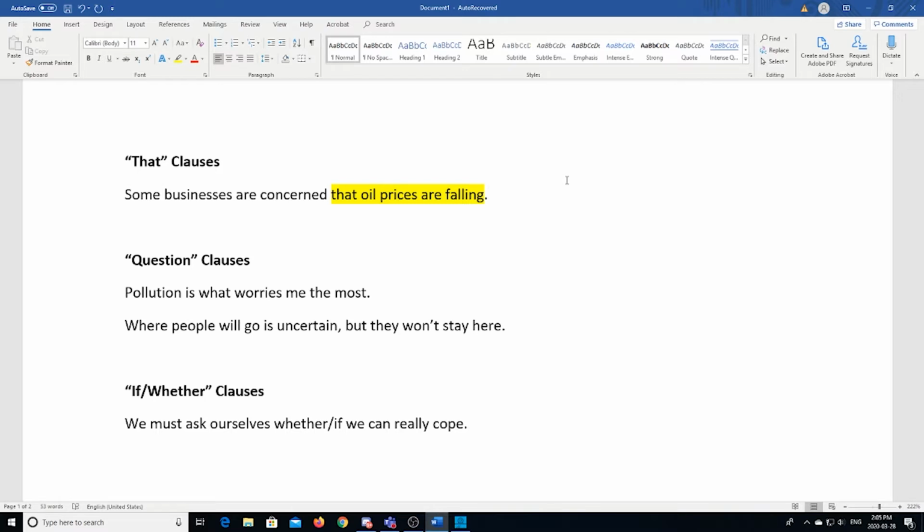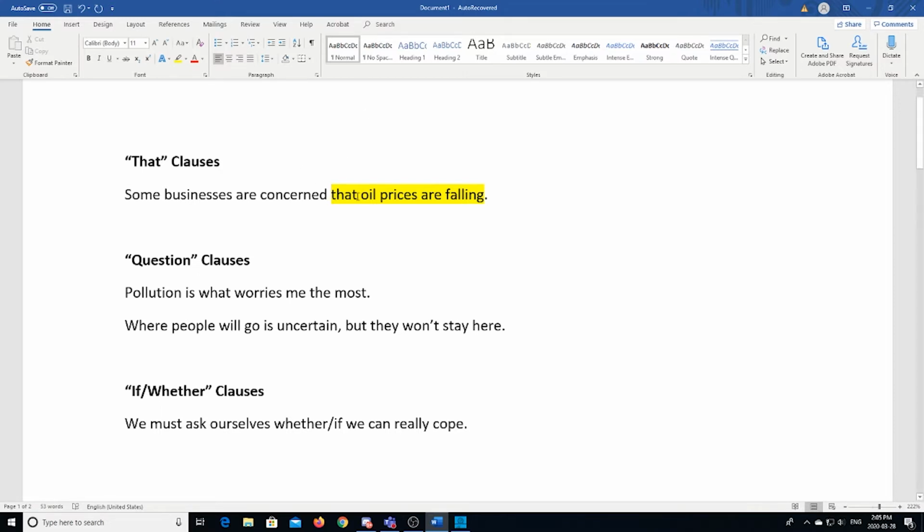This nominal clause allows us to include more information than just saying businesses are concerned about oil, or businesses are concerned about prices falling. It allows us to take this whole complicated idea and put it into one object.